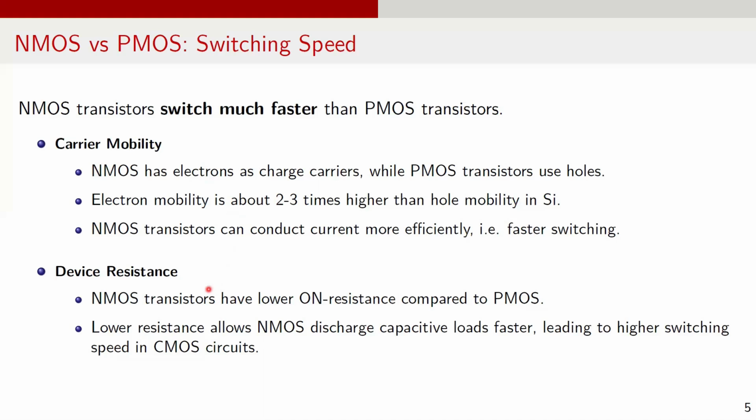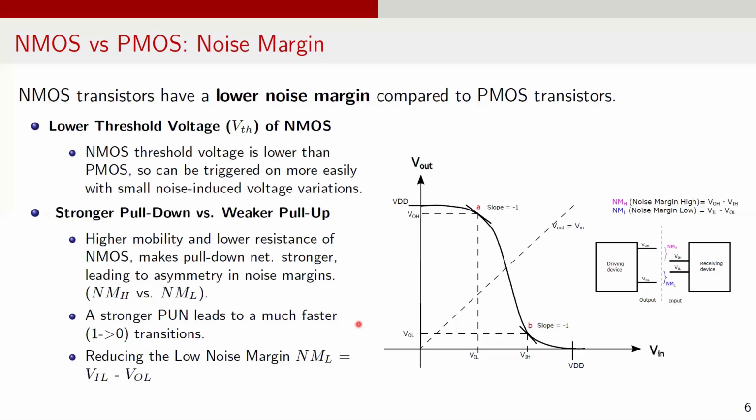From a resistance perspective, due to higher mobility, NMOS transistors have lower on resistance compared to PMOS. Lower resistance allows NMOS transistors to discharge capacitive loads faster, thus leading to higher switching speed. Let's discuss noise margin. NMOS transistors generally have a lower noise margin compared to PMOS transistors.